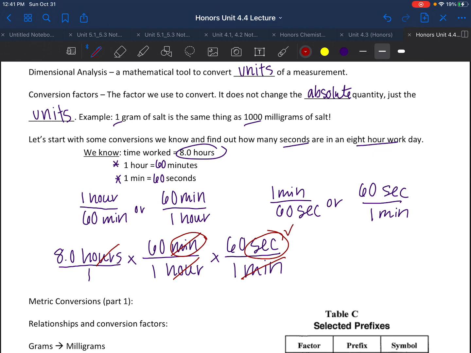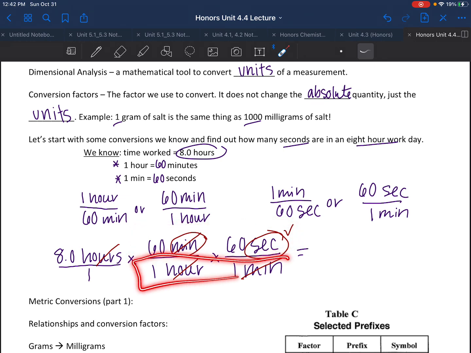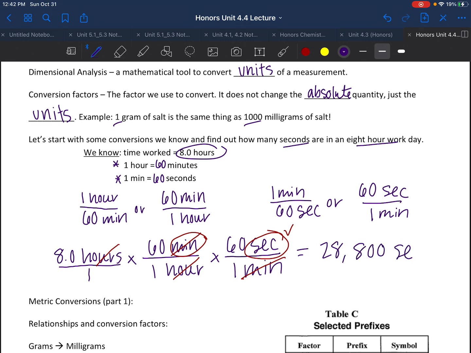We are able to put this in our calculators now. Typically, there's a couple different ways you can do it. Now it's easy because our bottom numbers are all 1, so they're not going to change anything. But what I tell my students is multiply by anything that's in the numerator and divide by anything that's in the denominator. In our case, we're just taking 8 times 60 times 60. Your answer would then be 28,800 seconds.